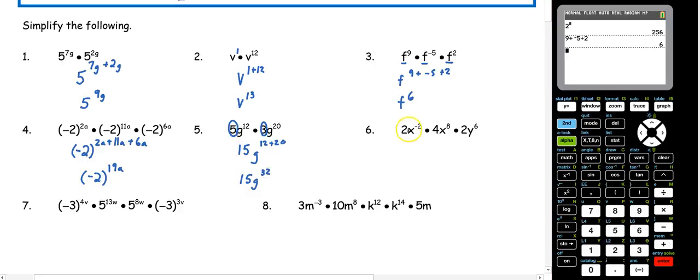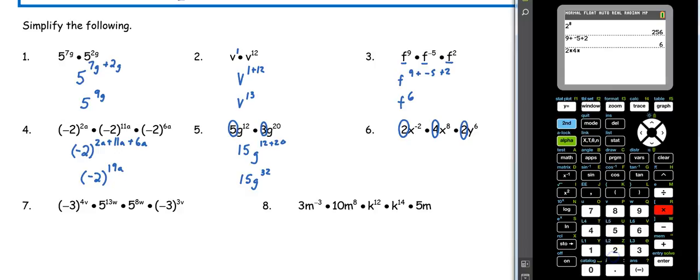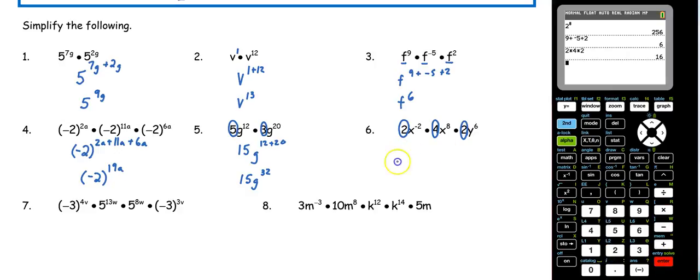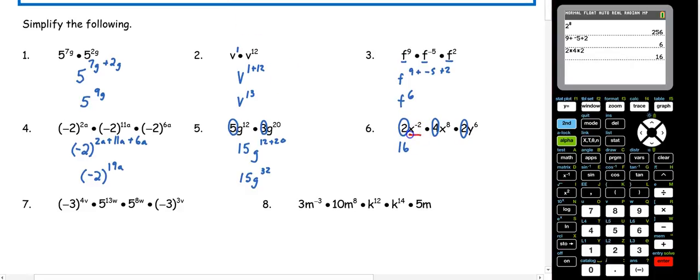In number 6, notice that we have 3 numbers without exponents, 2, 4, and another 2. Now, even though they're not in front of the same variable, they can all be multiplied together still. So 2 times 4 times 2 gets us 16. Then we have a base that's an x to the negative 2 and x to the 8th. Those are going to get added together, so we have x to the negative 2 plus 8. And then y, there's only one of them, so it's going to stay as y to the 6th. So when I combine my exponents by adding them, I get 16 x to the 6th, y to the 6th. Now, x and y are not going to combine together because they're two different variables.